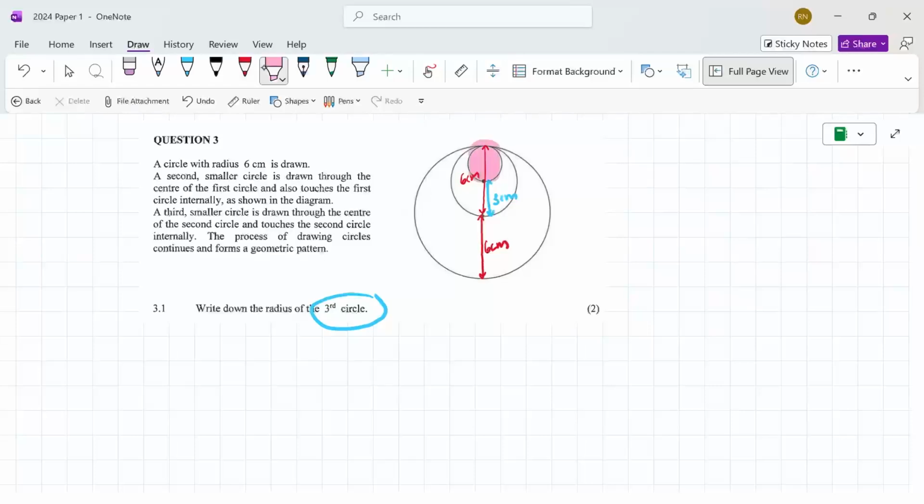What do you guys think? We're told that the big circle's radius is 6 centimeters. The second circle is drawn through the center of the first circle, so the edge of it touches the edge, which means that its diameter is going to be 6, right? And this third circle is drawn also in the center of that 6 centimeter one, so its diameter is going to be 3. You guys are correct. The radius would be 3 divided by 2, which is going to be 1.5 centimeters.